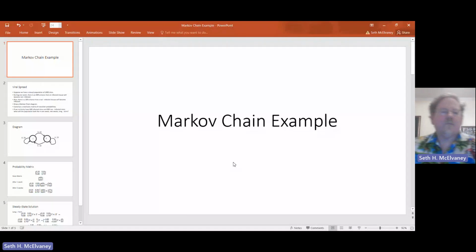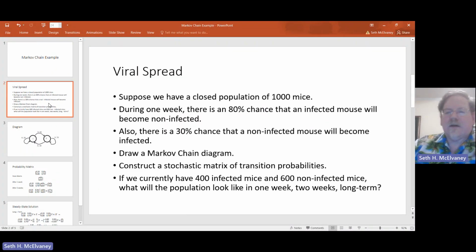If I can get to it. Here we go. All right. So let's think about spreading of a virus in a population of 1,000 mice. So we're going to say, suppose we have a closed population of 1,000 mice, closed in that no mice leave the population, no mice enter the population.